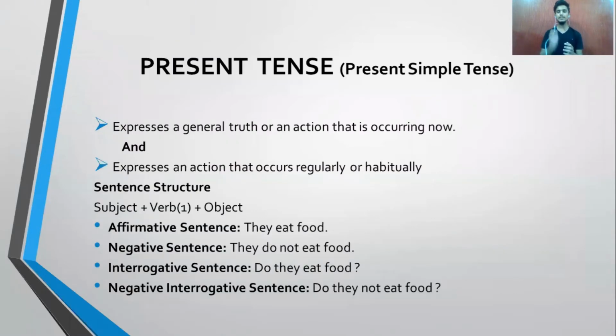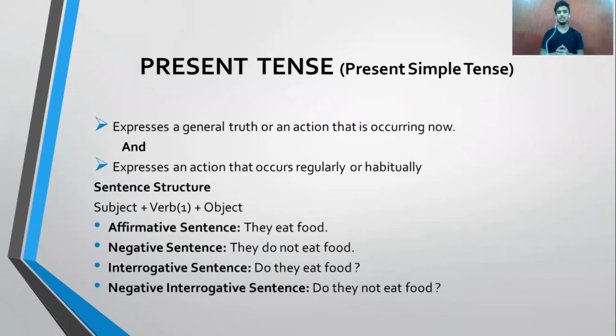Present simple tense. It expresses a general truth or an action that is occurring now, and it expresses an action that occurs regularly or habitually. For example, I eat food. The sentence structure is subject plus the first form of the verb and then the object. In an affirmative sentence, the same structure is written. They eat food. First the subject, then the first form of the verb, and then the object.